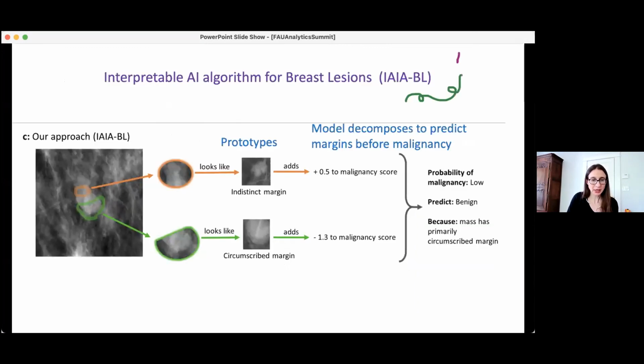And so our network does something different. It takes the image, takes the lesion, and it picks out parts of the lesion and compares them to prototypical lesions with different mass margin types. So it says, well, I think this part is a bit indistinct. It looks kind of like this prototypical indistinct margin case, whereas this part is circumscribed. Circumscribed makes you less likely to be malignant. And so it actually creates a score for the indistinct class and circumscribed class and adds those scores together to get an overall prediction of malignancy.